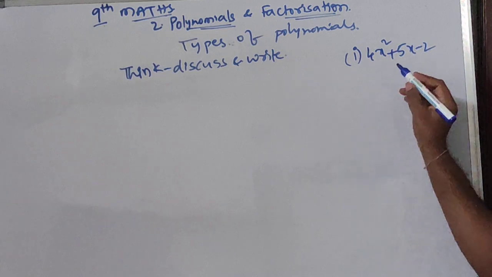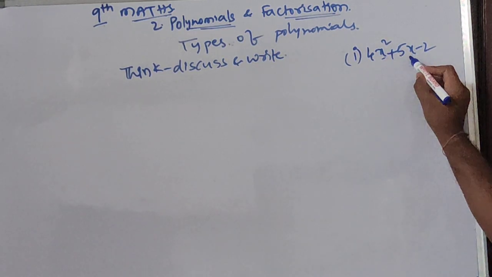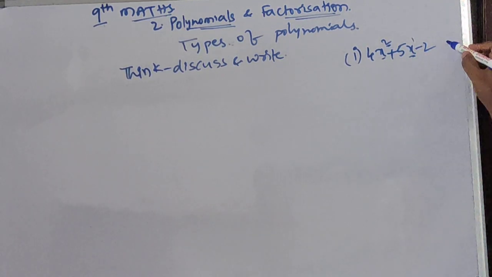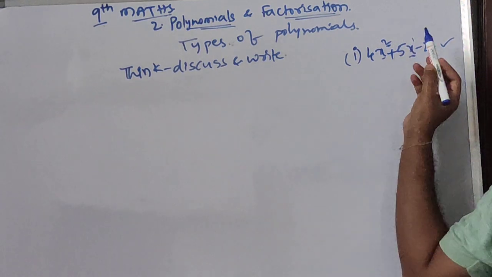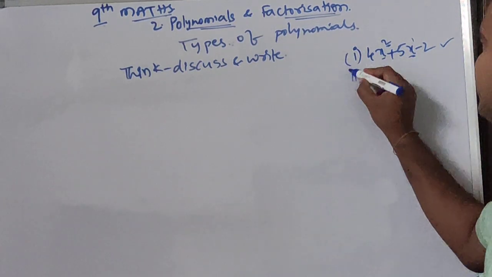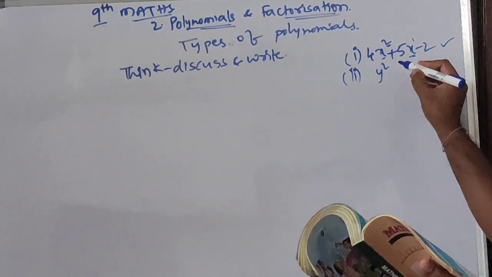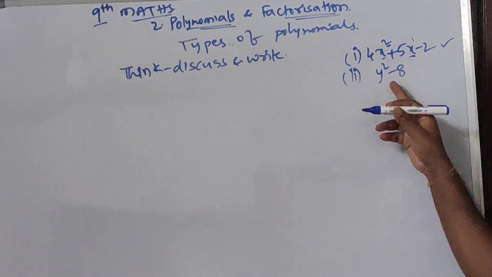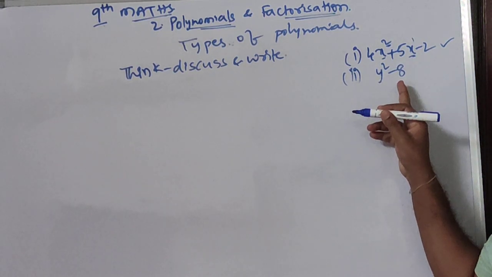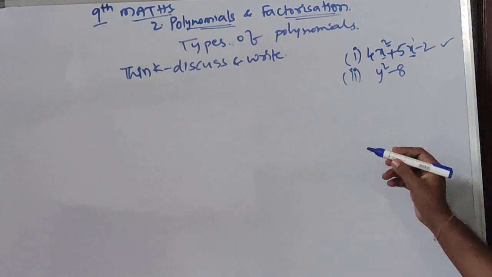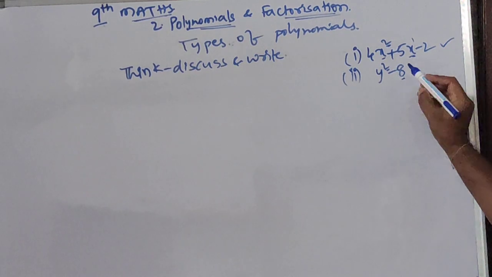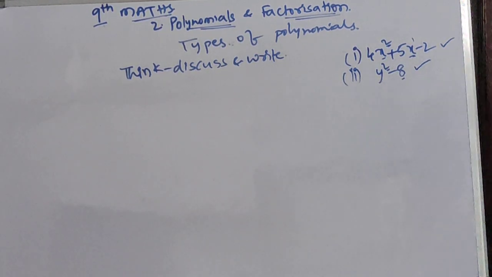If we observe this one, the variable is x, the powers of x are 2 and 1, and this is a constant, so it is definitely a polynomial because the powers are only positive integers. Next, second, y square minus 8. This expression contains the variable y. The power of y is 2 and the other term is only a constant. This power is also a natural number, so it is also a polynomial.